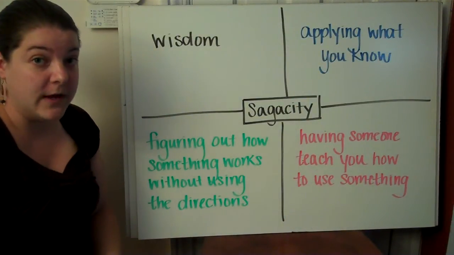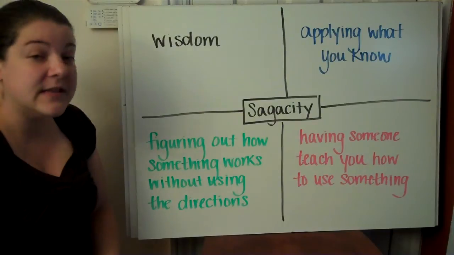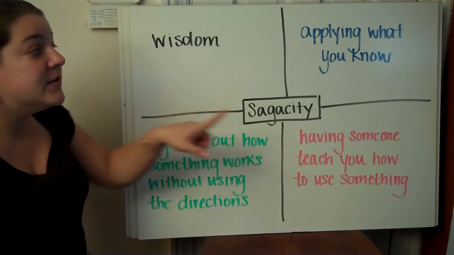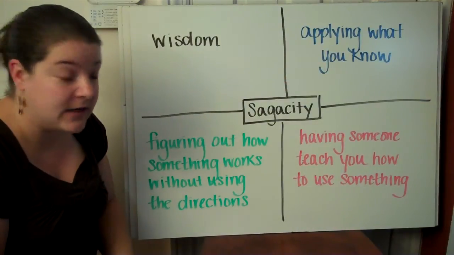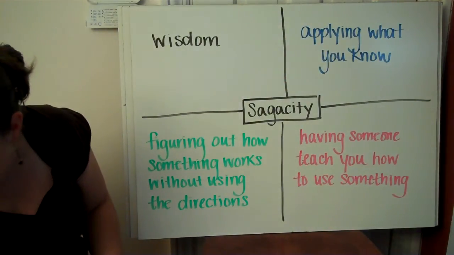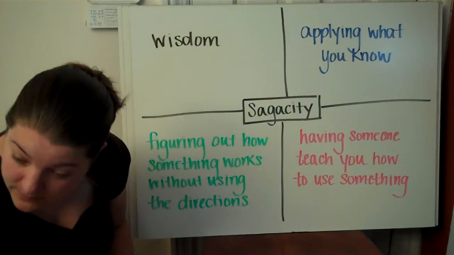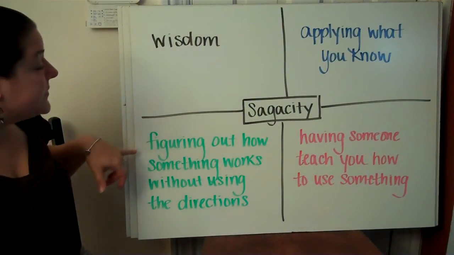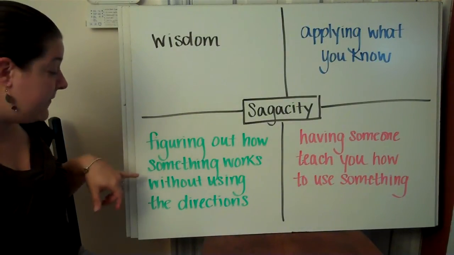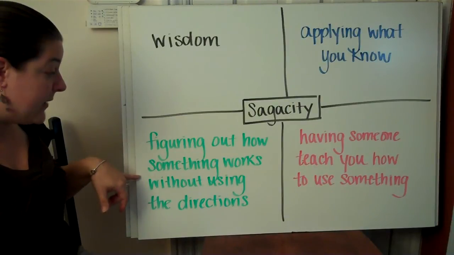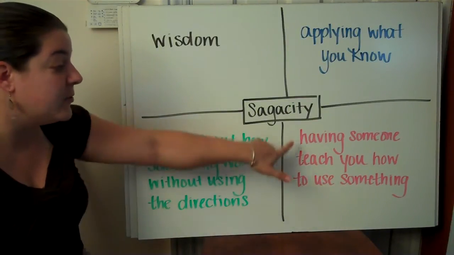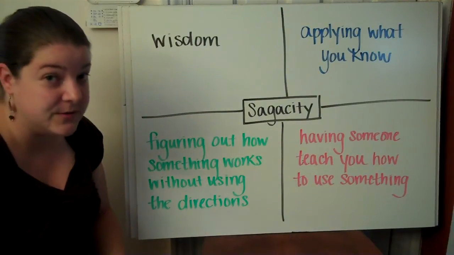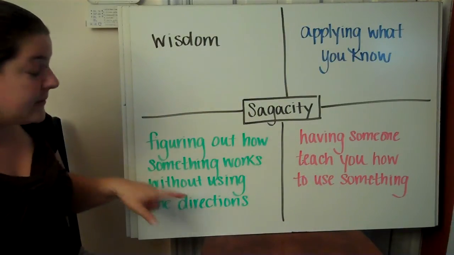Our next word for the week is sagacity. Sagacity means wisdom. So, a characteristic of this would be applying what you already know. Wilbur, stop chewing that bone. Wilbur, thank you. All right, so with sagacity, an example would be figuring out how something works without using the directions. A non-example would be having someone teach you how to use something. You're using your wisdom here.